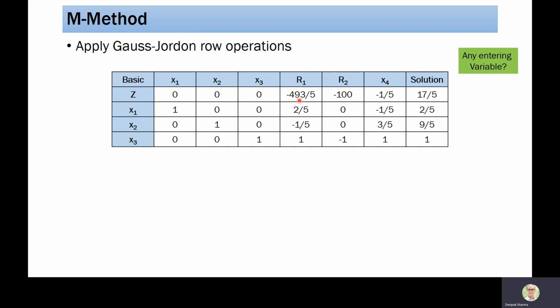So when we stop our iteration, the optimum solution is, reading the solution column, the value of Z is 17 by 5. The value of X1 is 2 by 5. The value of X2 is 9 by 5. The value of X3 is 1. And that is the optimal solution for the given problem.